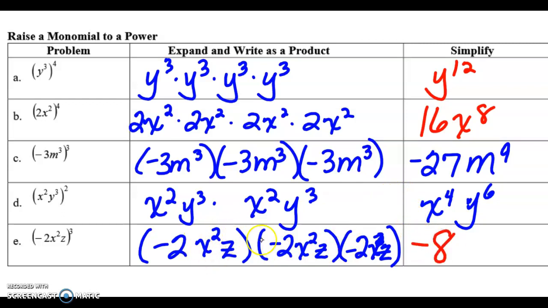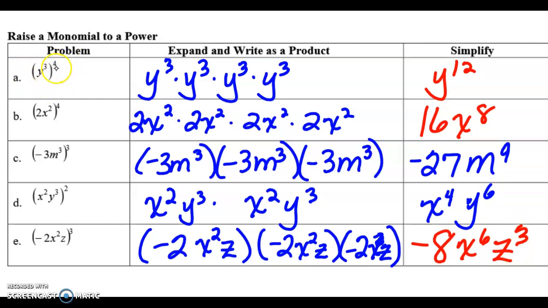And I have 2 x's, 2 more make 4, 2 more make 6. I have 1 z, another z, another z. I have 3 z's. So hopefully you can kind of see what is going on here.